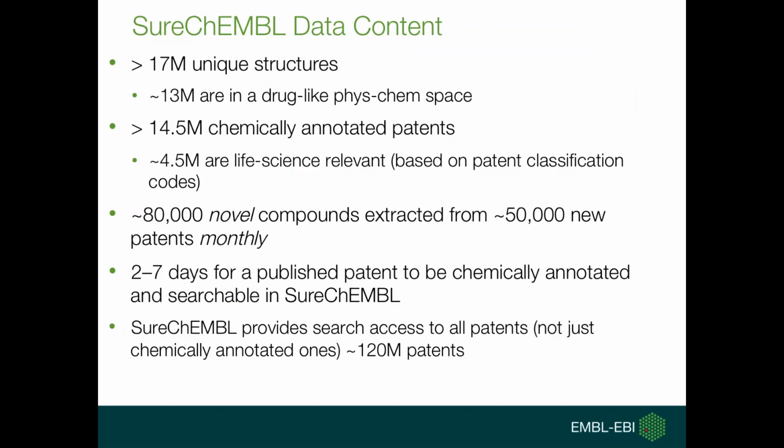And then when it comes to data content for SureChEMBL, it contains about 17 million unique structures at the moment that come from more than 14 million annotated patents, and of them 4.5 million are life sciences relevant. And as I said, this is a dynamic process, and the rate of growth is really, really impressive, I would say. So there are 80,000 novel compounds that are extracted from more than 50,000 new patents every month.